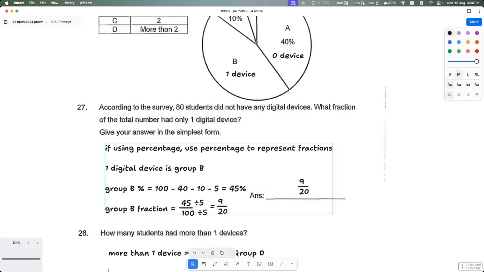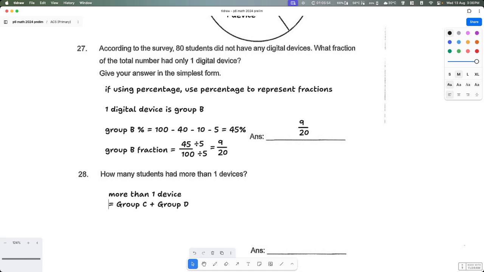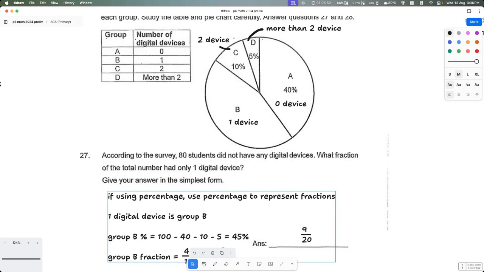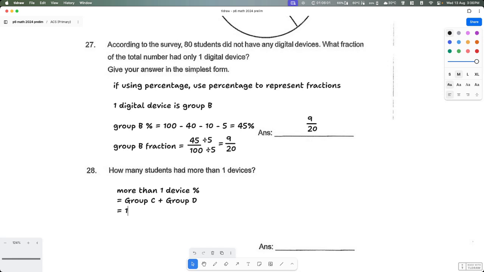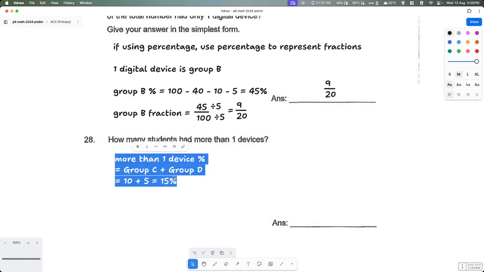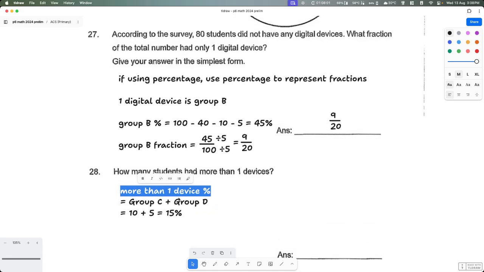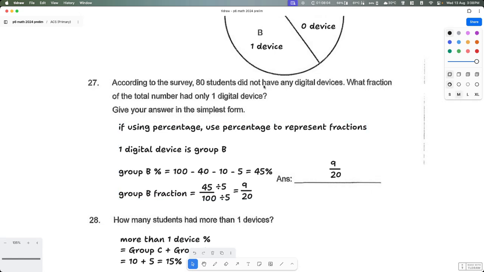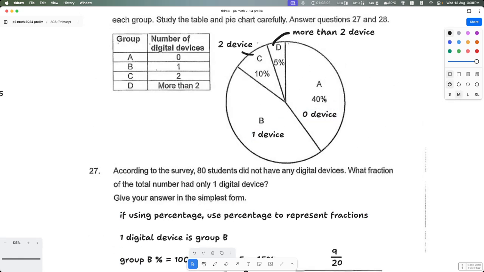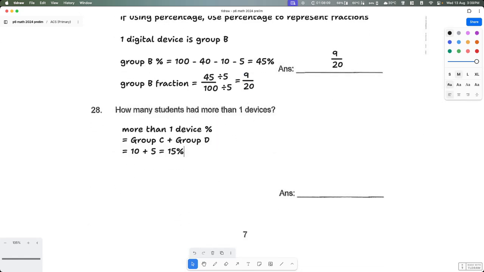I want to use percentage as well. So in this case 10% and 5%, so 10 plus 5 is equal to 15%. We know that 15% is students who have more than one device. Now it says 80 students did not have any digital device. You see here 40%. So 80 students don't have a digital device, which is also 40%.